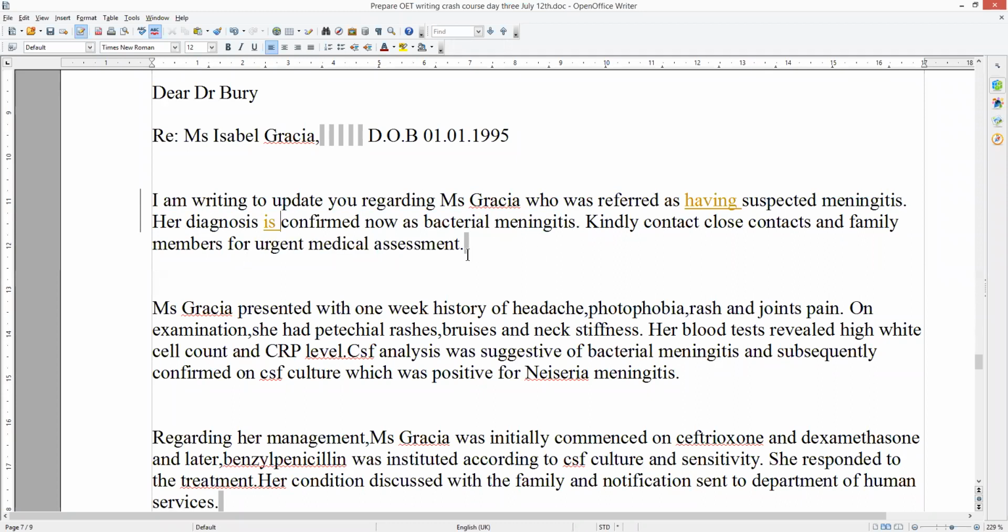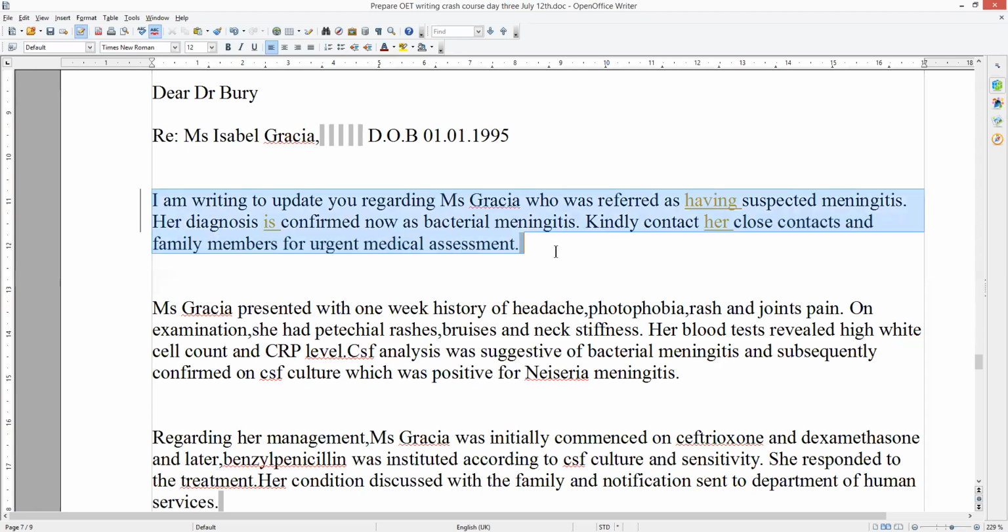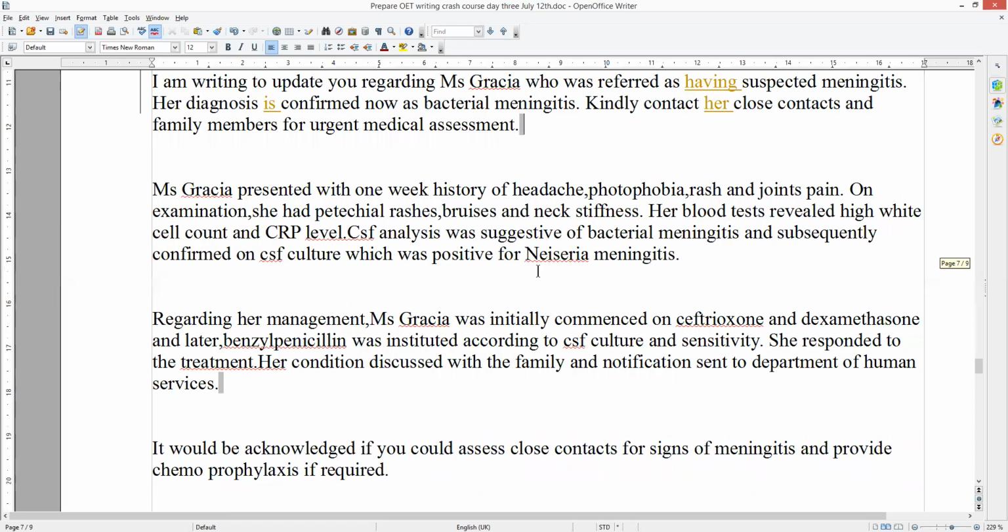I'm writing to update you regarding Mrs. Grazia, who was referred as having suspected meningitis. I would change this. Why would you say she was suspected and it's now confirmed? Why wouldn't you simply say whose diagnosis has been confirmed as? It's confusing things. Her diagnosis is confirmed now as bacterial meningitis. Kindly contact her close contacts and family members for urgent medical assessment. So we've got 3 sentences in that introduction. We only need 1, really.